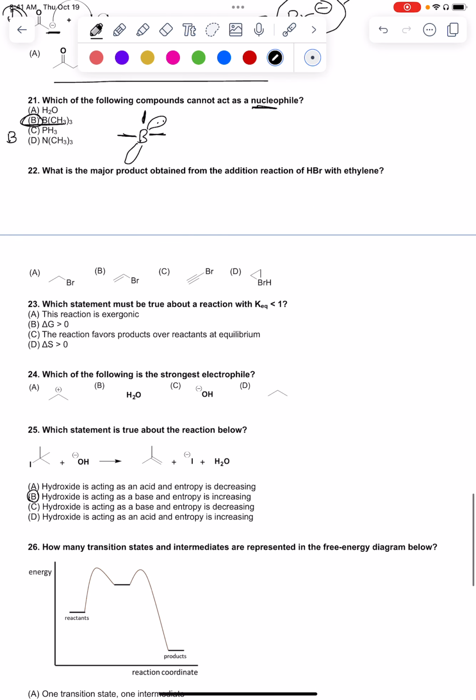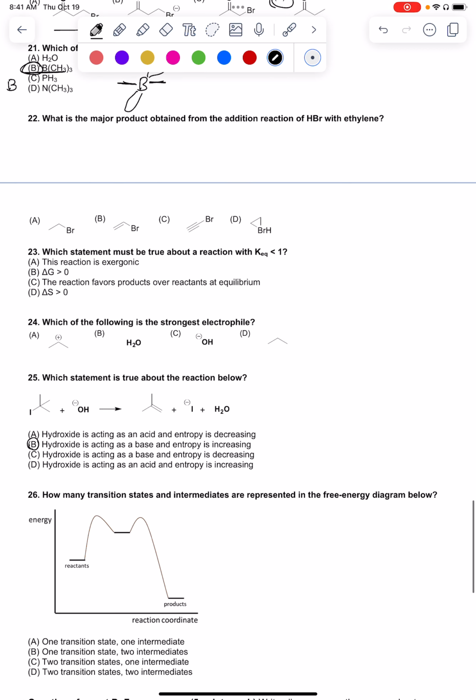What is the major product obtained from the addition reaction of HBr with ethylene? Okay, so we've got ethylene. It looks like, let's see, major product obtained from the addition of HBr with ethylene. So ethylene's got a double bond, and ethyl is 2, so 1, 2. And it looks like that. And we're adding bromine. I'm sorry, we're adding HBr.